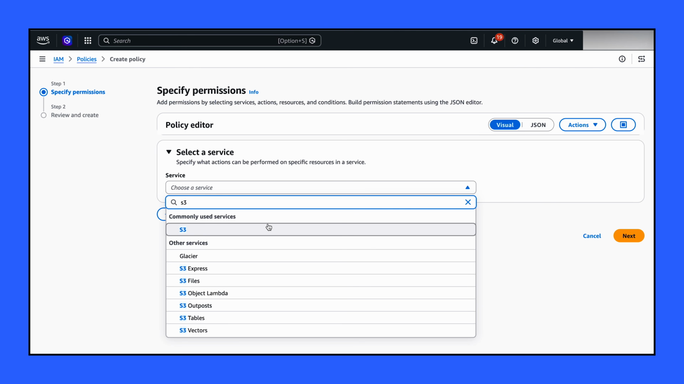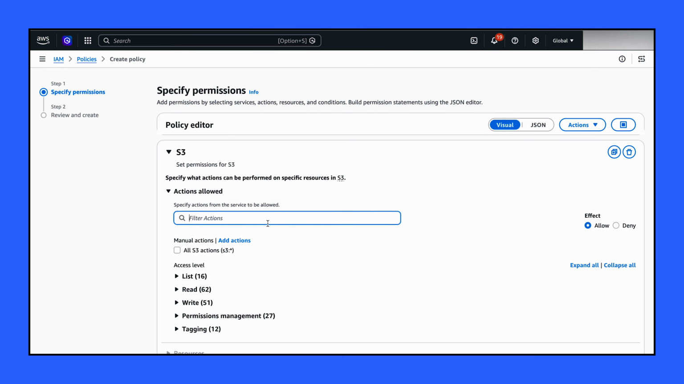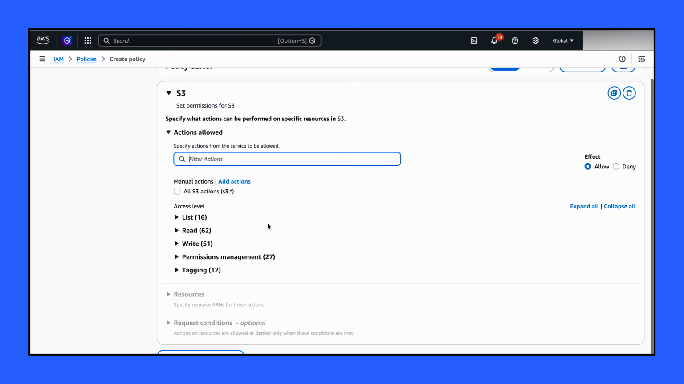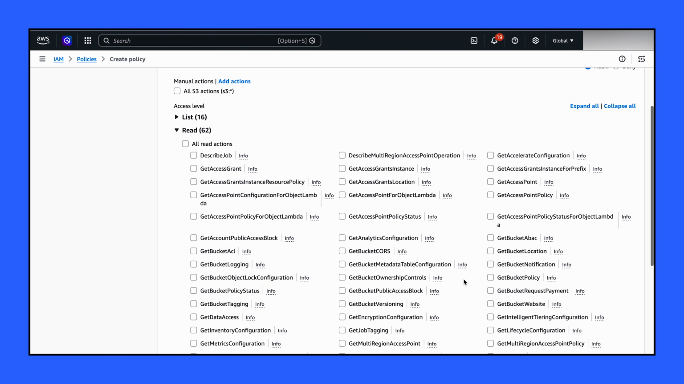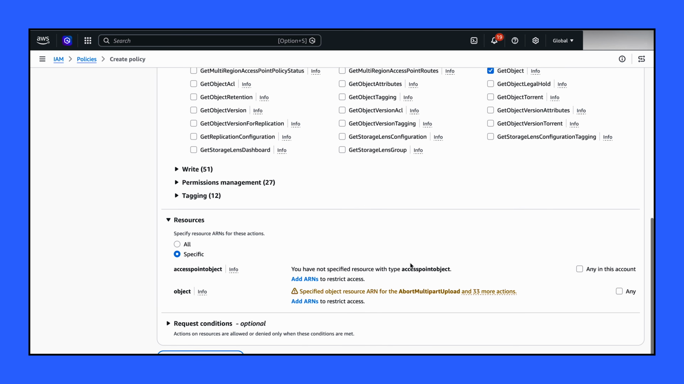Now, policies. This is the part that took me the longest to internalize, but once it clicked, it was obvious. A policy is a JSON document that says, this identity is allowed to do these actions on these resources. Think of it like a permission slip. You attach policies to users or roles. The policy defines what they can do.